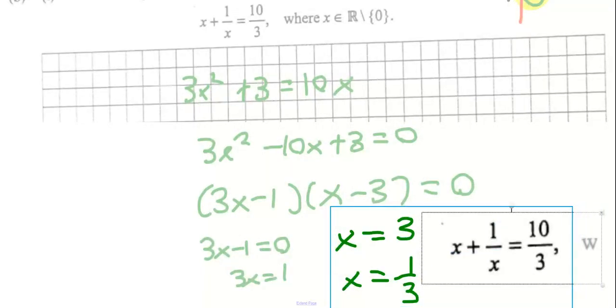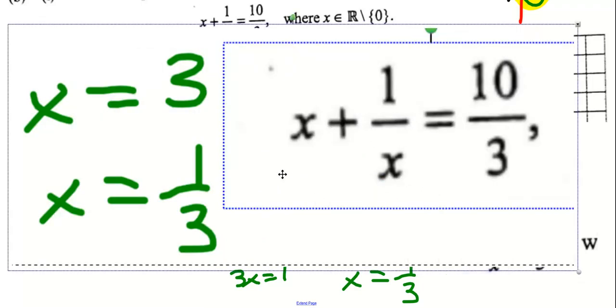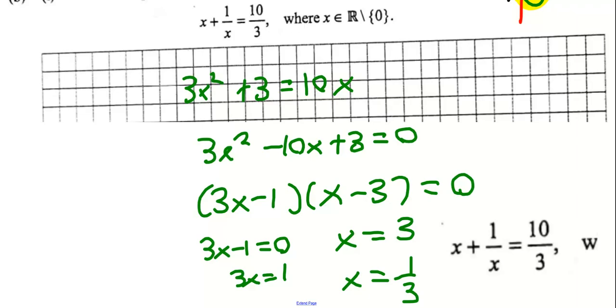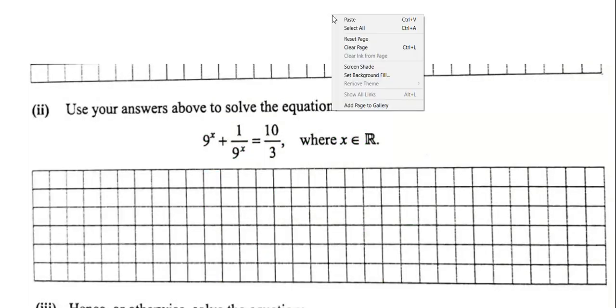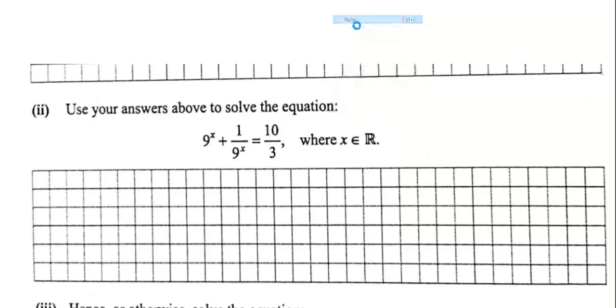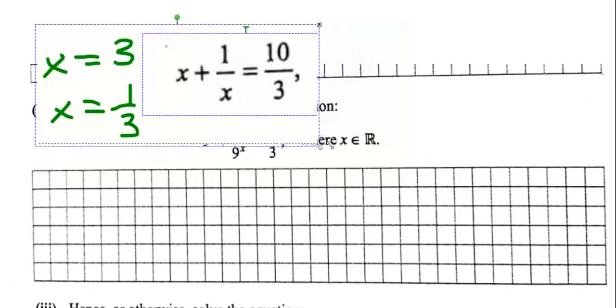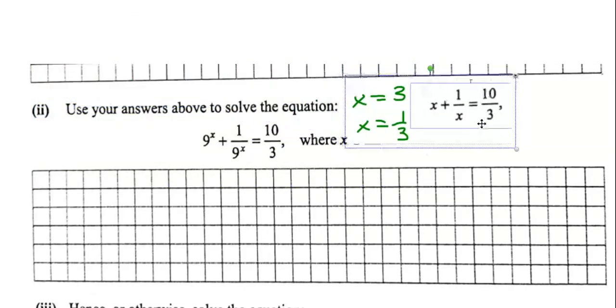Okay, you see this picture I have on the current page? I'm going to bring this with me, and you'll see why in a second. So what's the similarities with the question? It says use your answers above, so use part 1 to answer part 2. What's the similarities between the question we just did and the question they have?